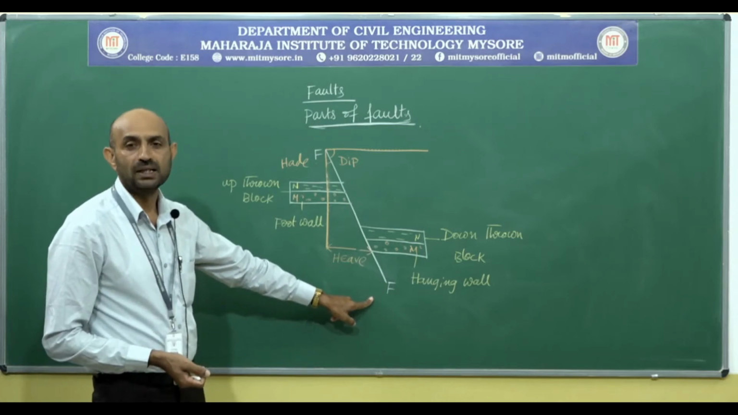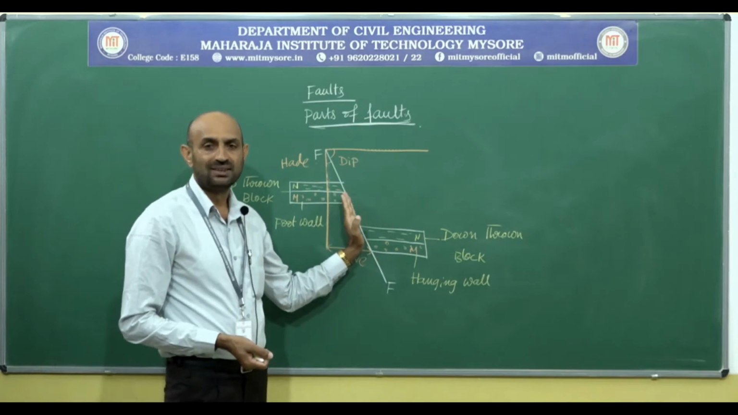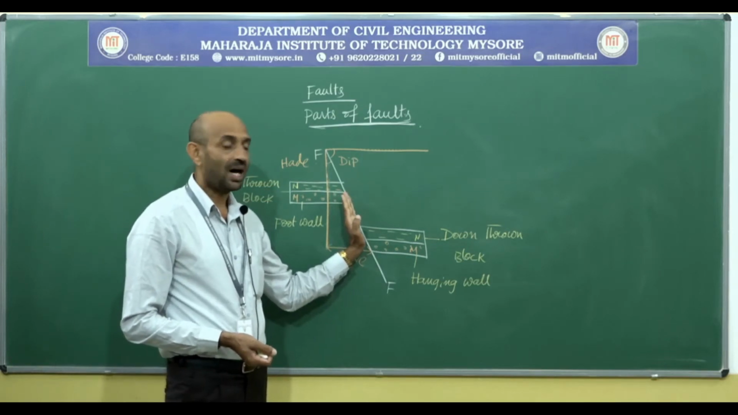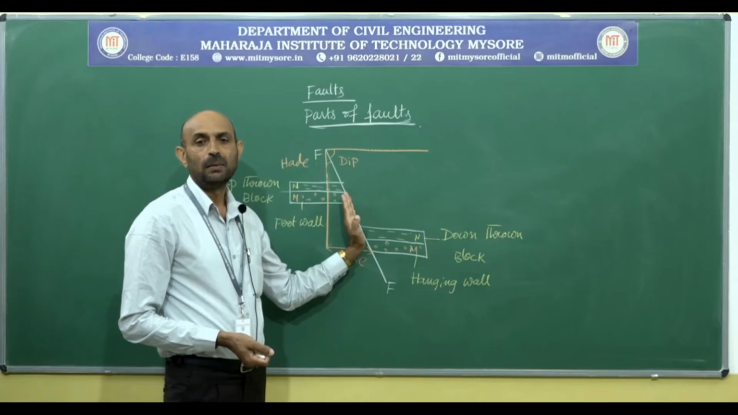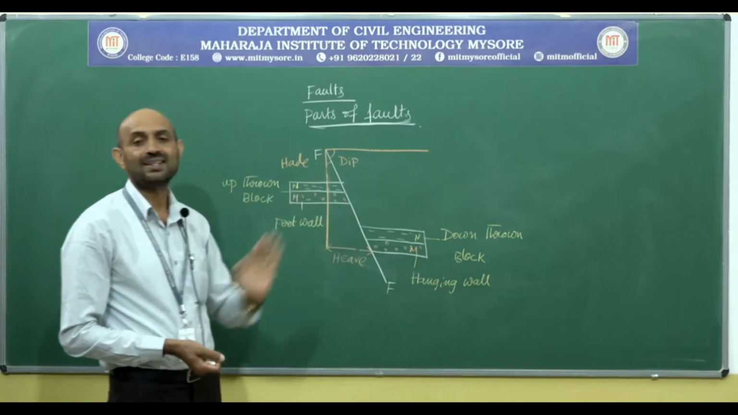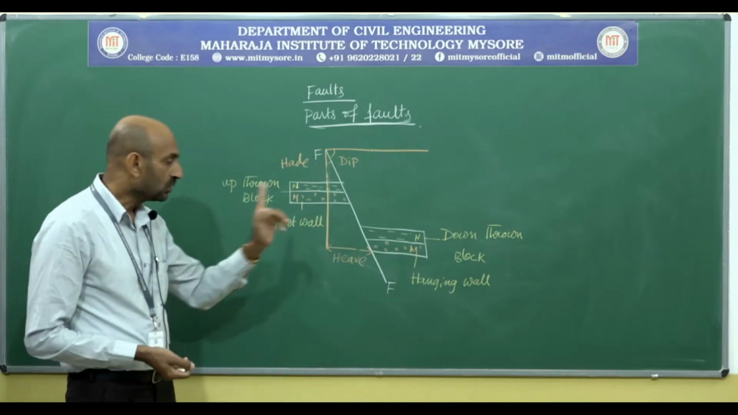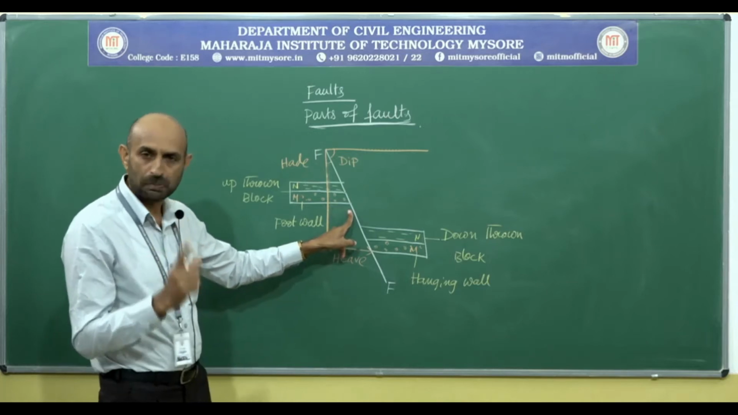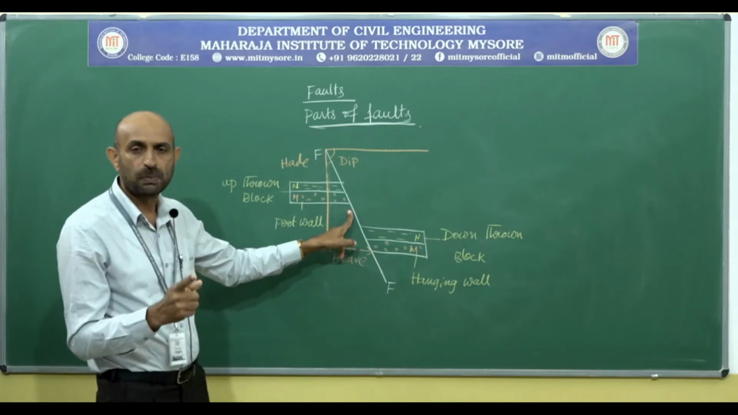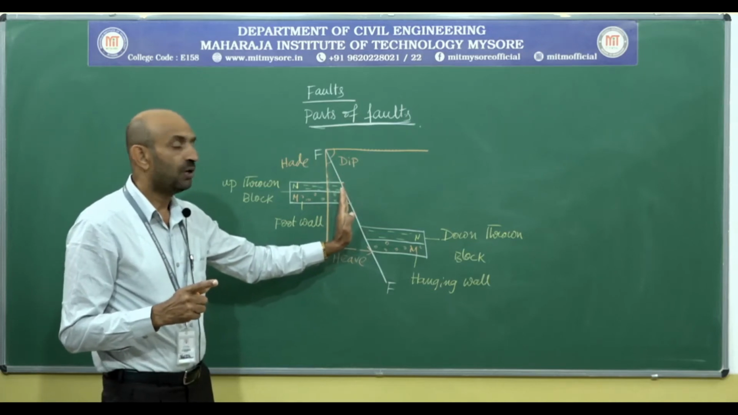What is fault plane? The plane along which the rock blocks are displaced by tensional or compressional force is called as fault plane. Without the fault plane, there is no displacement. For displacement to take place, there must be a fault plane.